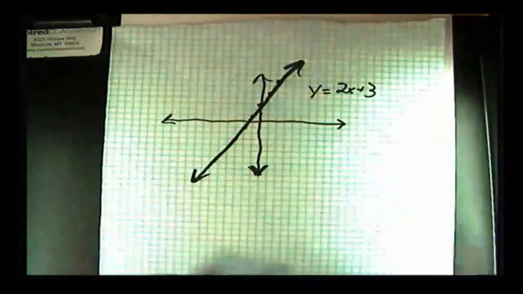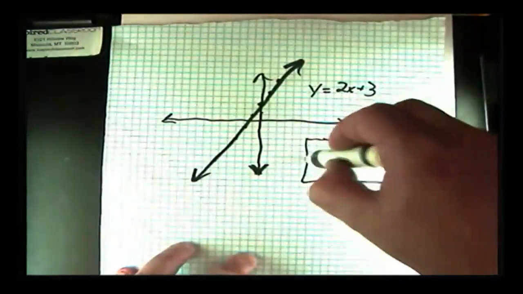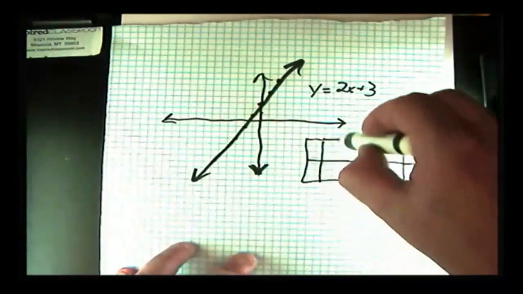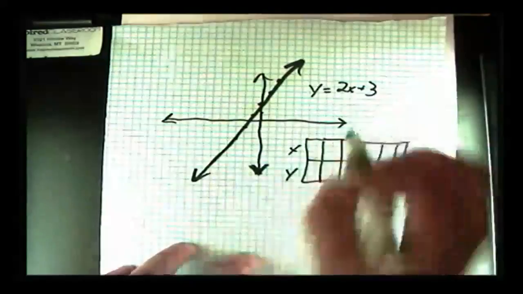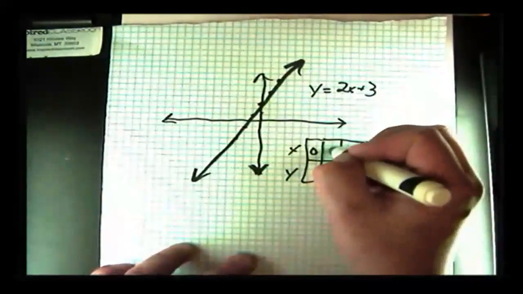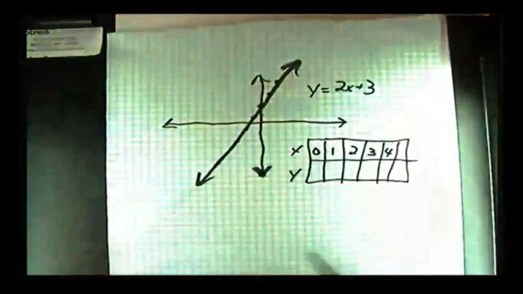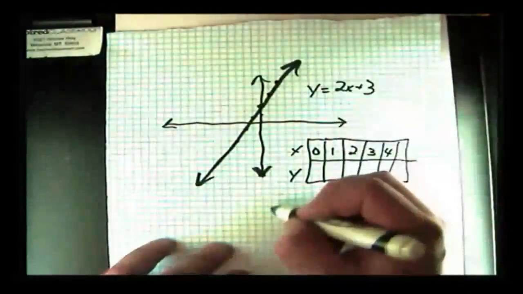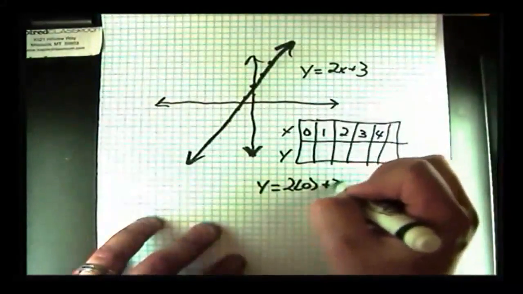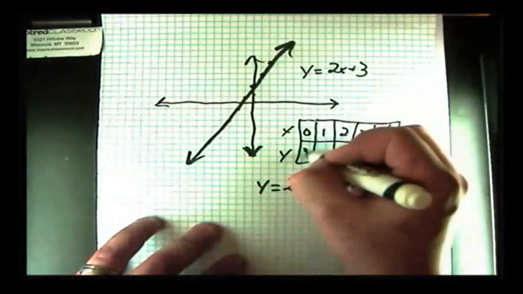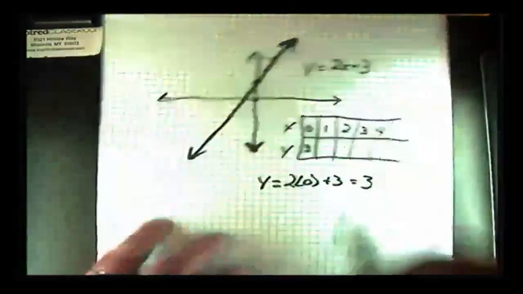And to show you that those are all the values, let's consider a table here. I will make my table like so, and I'll say this is x and this is y. And so we'll say 0, 1, 2, 3, 4. And so what is y if x is 0? I have y equals 2 times 0 plus 3, which is equal to 3. So if x is 0 right here, then y is 3. Sure enough, there it is.